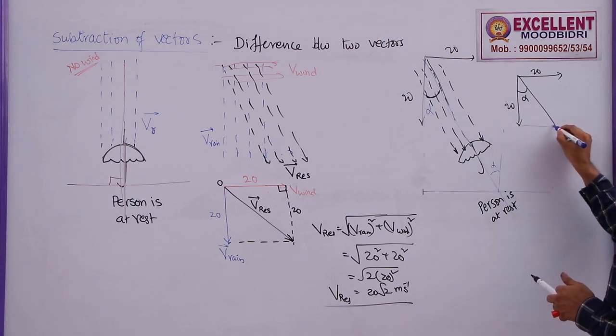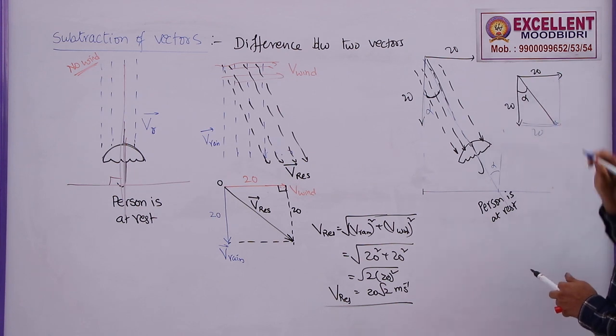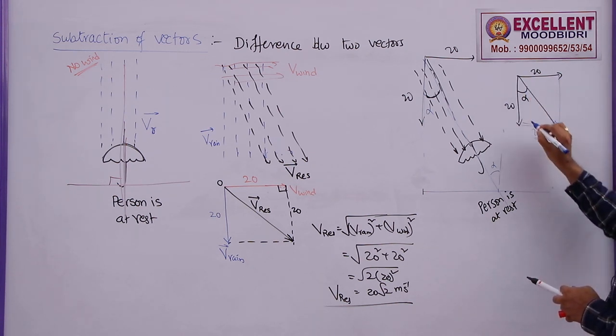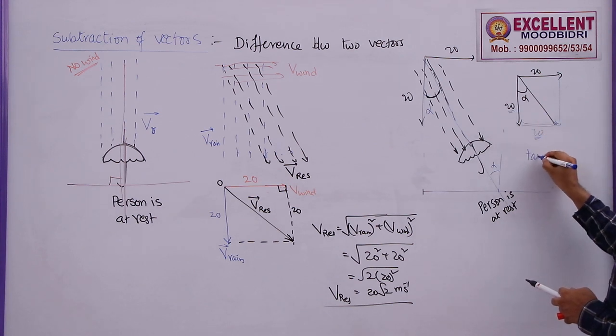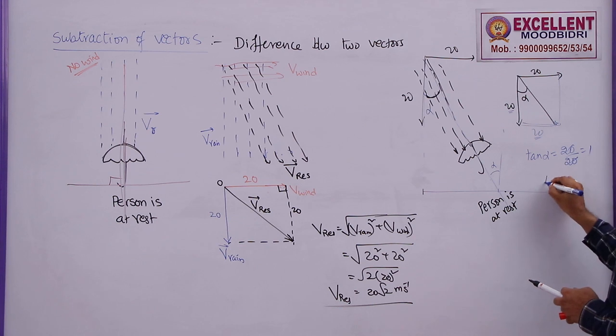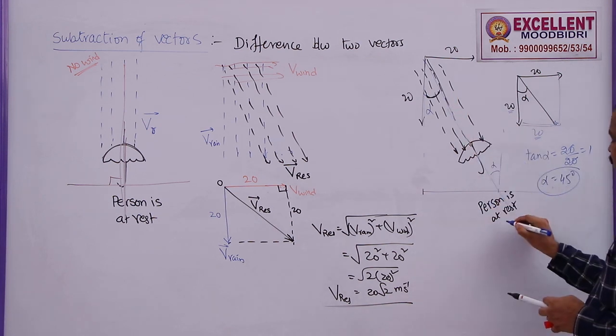Now, how to find this one? If it is 20, this is also 20 because this is a parallelogram. Now, I want this angle. I know the opposite side and the adjacent side. I know that tan alpha is equal to 20 by 20, which is 1. So, alpha is equal to 45 degrees. So, we can find out this alpha if the person is at rest.